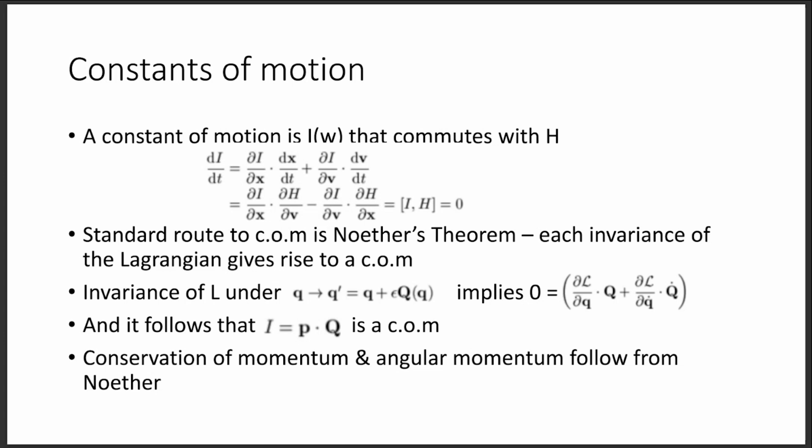People probably already know, but it's a function on phase space which commutes with the Hamiltonian. Because it commutes with the Hamiltonian, its time derivative is nothing. So by commutes, of course, I mean that its Poisson bracket with the Hamiltonian is 0.